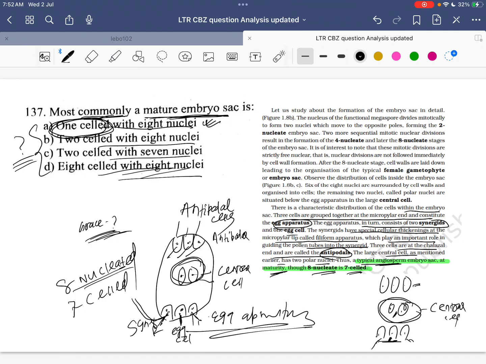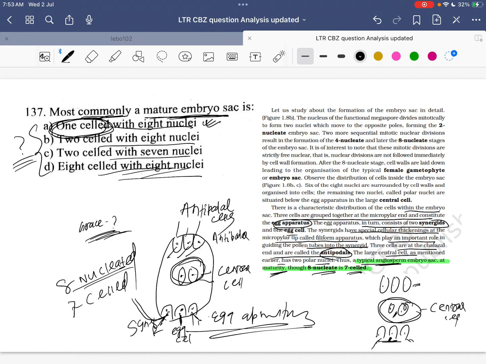So most commonly it is asked. Polygonum type of embryo sac is most common. Polygonum type of embryo sac develops from a single megaspore, so it is also known as monosporic embryo sac.